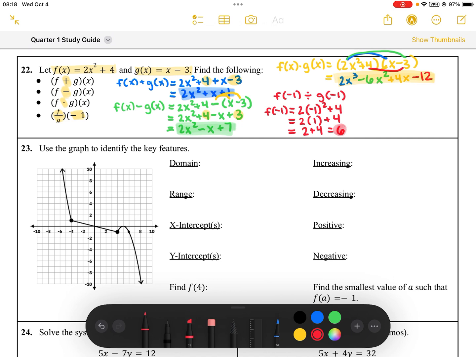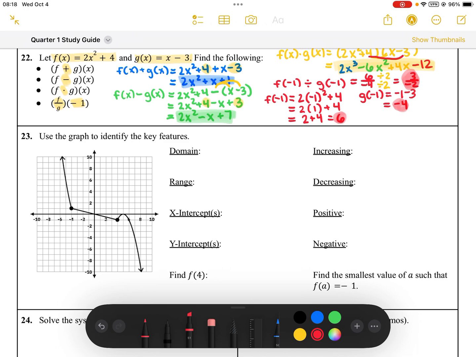Now I need to find g of negative 1. So I'm going to put negative 1 into g. So that's going to be negative 1 minus 3, and negative 1 minus 3 gives me negative 4. So now I'm going to divide these two values. So I'm going to have 6 over negative 4, and this fraction can be simplified. I can divide the top and bottom by 2. So I'm going to get 3 over negative 2. So my solution here is 3 over negative 2.